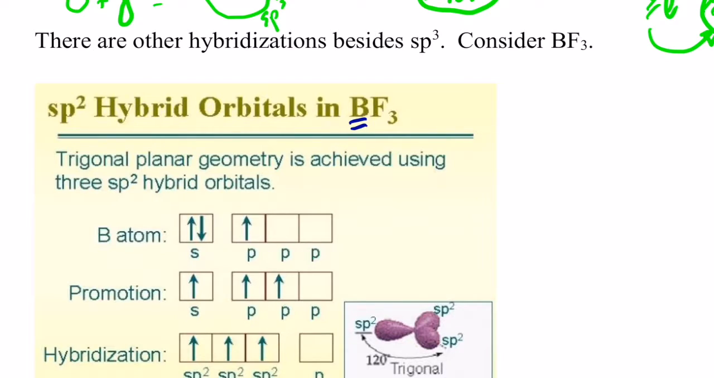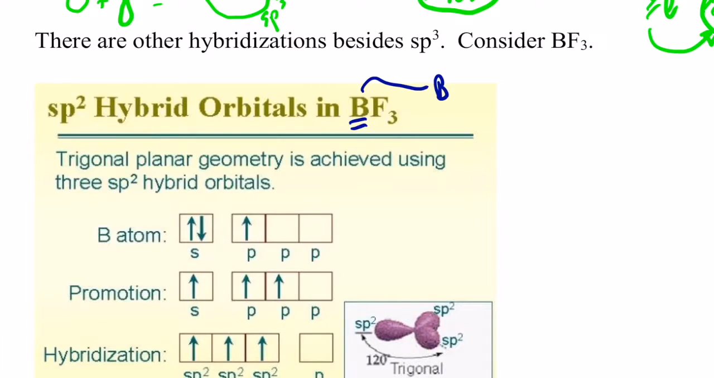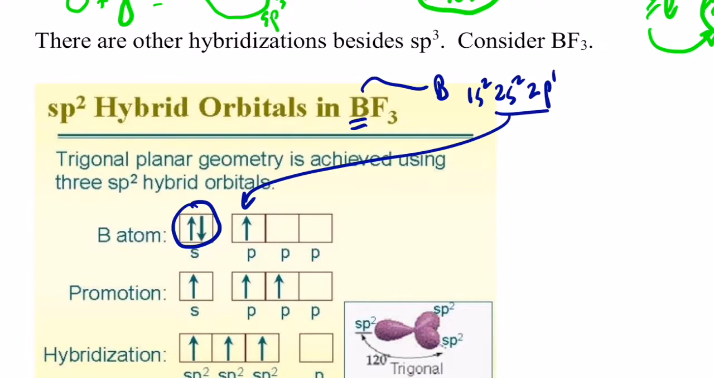If we were to draw the electron configuration for the boron atom, let's take a look at it on our periodic table. It's right here next to carbon. Wouldn't it be 1s2, 2s2, 2p1? Okay, so 1s2, 2s2, 2p1. So the orbital diagram would look like this. 2s2 for the valence electrons, kiddos. 2p1. And you'd say, well, the boron atom can only make 1 bond.